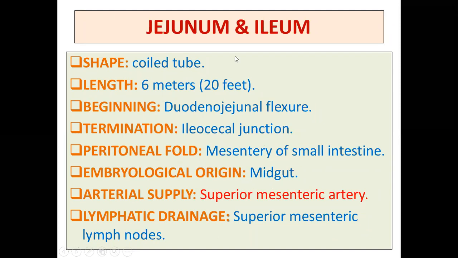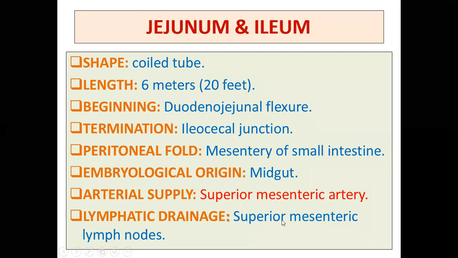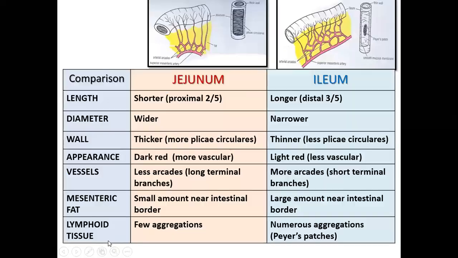Embryological origin: the duodenum and jejunum are both developed from the midgut, as we already saw. The arterial supply of this part will be from the artery of the midgut, that is the superior mesenteric artery, and the lymphatic drainage will be into the superior mesenteric group of lymph nodes.